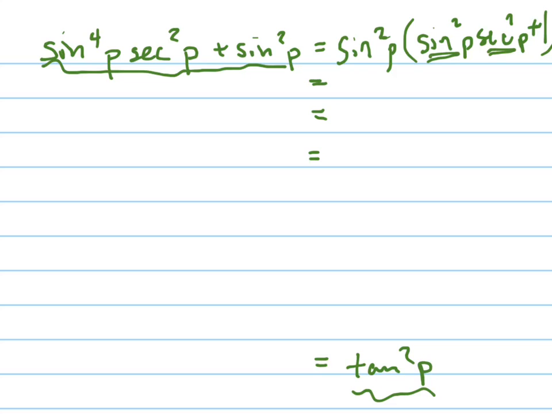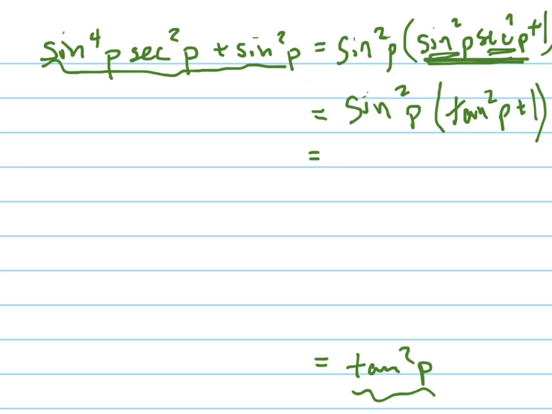Sine squared secant squared. Well, secant is 1 over cosine. So what do I really have here? I like what I'm doing. I think I'm going to be fine. So I'm going to get rid of one of those equal signs. I have sine squared p times, what does this really turn into right here? Sine squared p times 1 over cosine squared p. What's sine over cosine? Tangent squared p. And this looks pretty familiar to me.